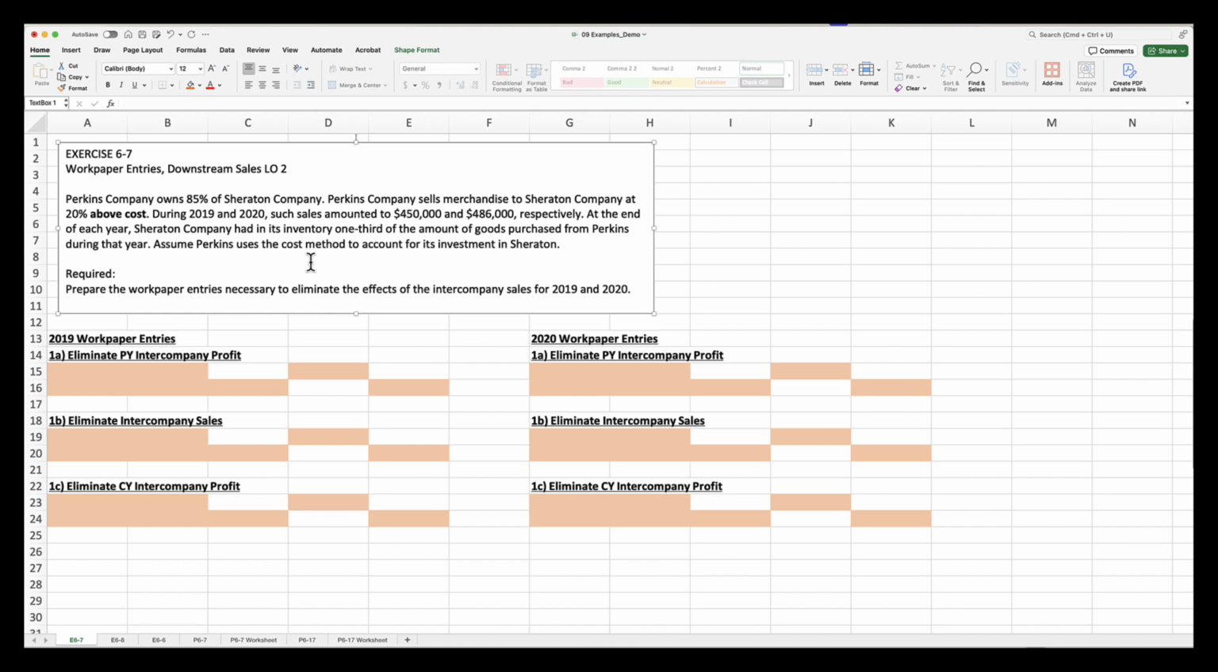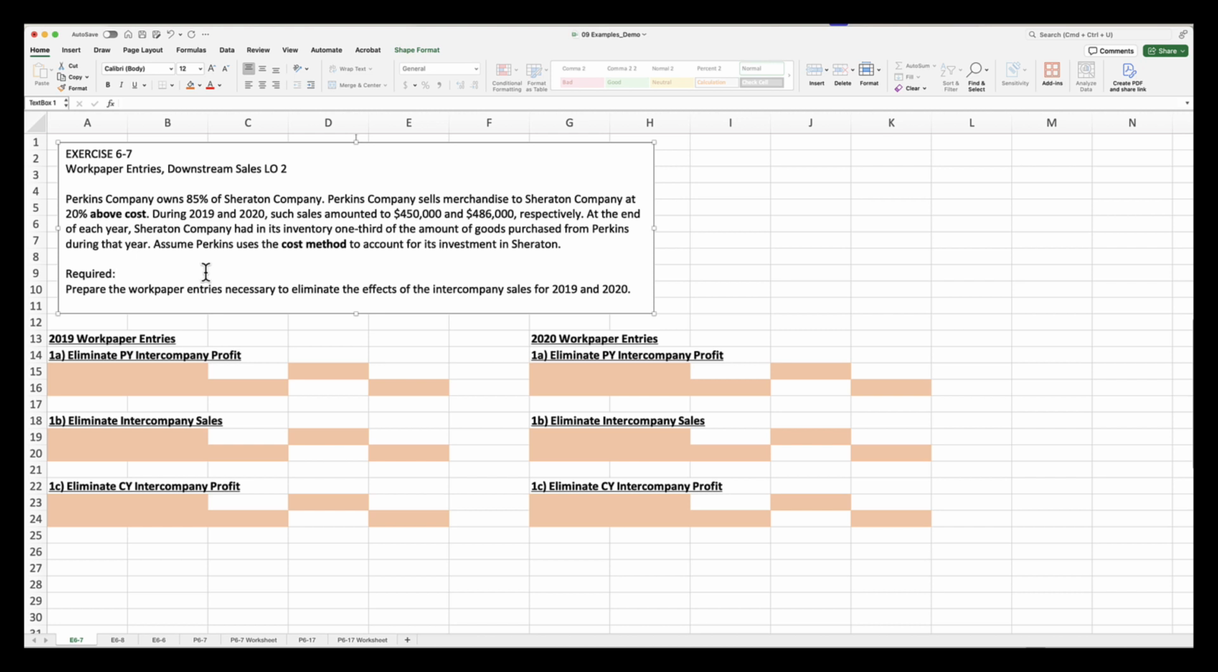At the end of each year, Sheraton Company had in its inventory one-third of the amount of goods purchased from Perkins during that year. Assume Perkins uses the cost method to account for its investment in Sheraton. So we're going to highlight that too, because that's going to be important. They would like us to prepare the work paper entries necessary to eliminate the effects of intercompany sales for 2019 and 2020.